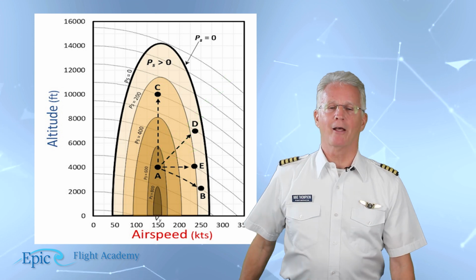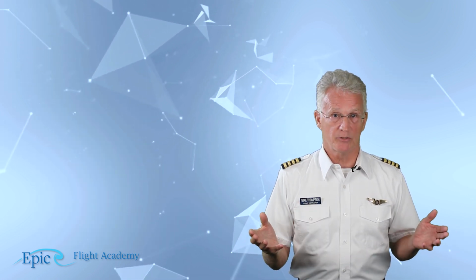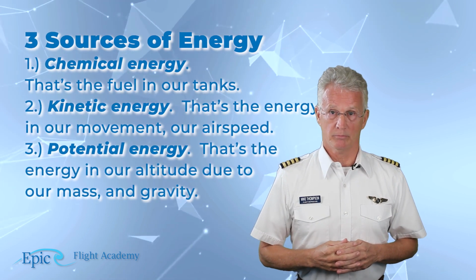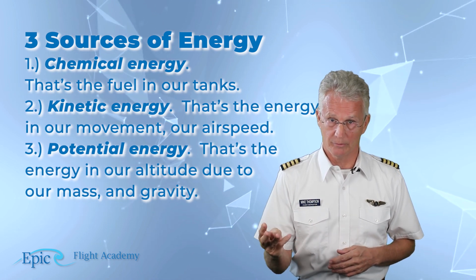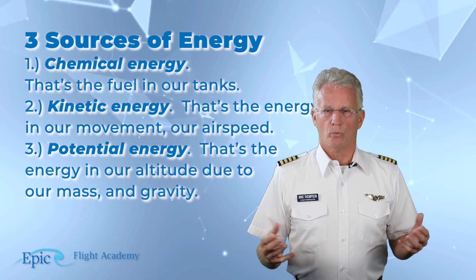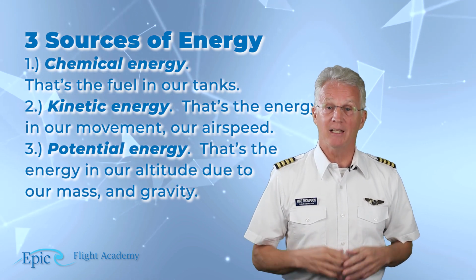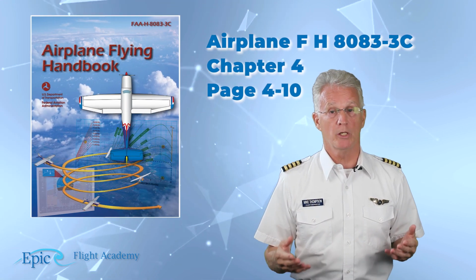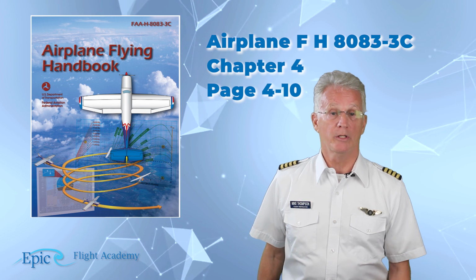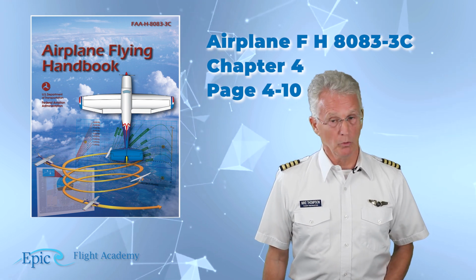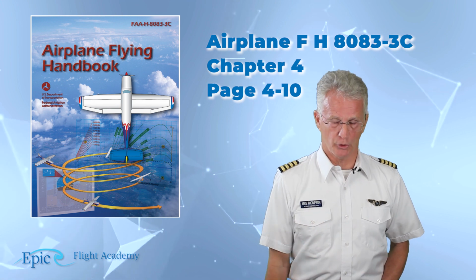If you said reducing the throttle, you are exactly correct. So, with our understanding of energy states, the energy map, and three types of energy, number one, chemical, our fuel, number two, kinetic, our airspeed, number three, potential, our altitude. Let's wrap this up with three basic energy management rules. Now, these three rules we find in the Airplane Flying Handbook 8083-3C, as in Charlie, Chapter 4, page 4-10. For each basic rule, we will look at total energy, throttle, and converting energy, elevator.